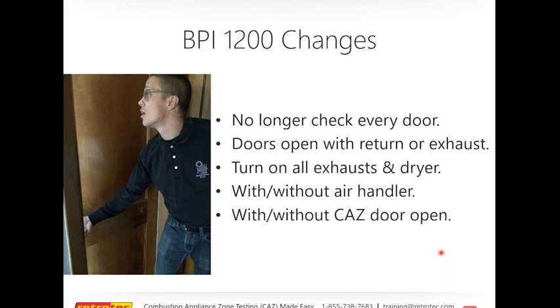So you no longer check every door. It used to be that we would use a gauge or a smoke stick to check every single door to see if it's negative or positive. We no longer do that. Basically, we open any door to a room with a return or an exhaust, and then we turn on all exhausts and dryers. Rooms that do not have a return or an exhaust in them, those doors are closed. Obviously, that should be pretty clear. So turn on all exhausts and the dryer.